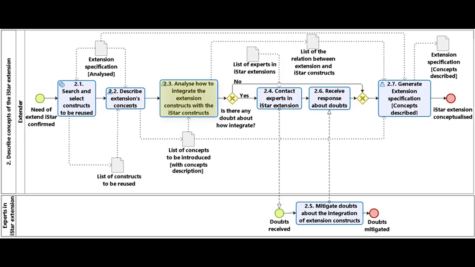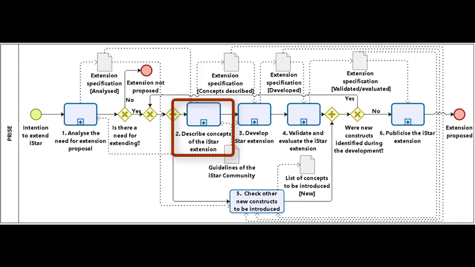This integration is possible when some new construct specializes an iStar construct or some link that connects them, for example. If there are any questions related to this integration, the experts in iStar extensions can be contacted to mitigate them. And finally, the extension specification is generated with the concepts described. The execution returns to the main process when subprocess 2 finishes.